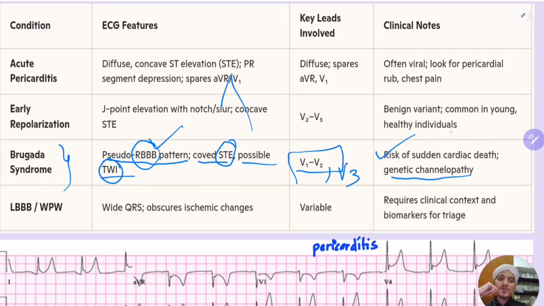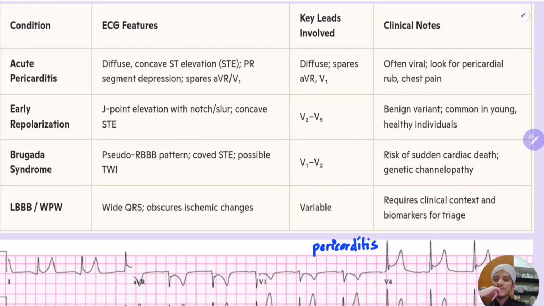And these patients are at risk of sudden cardiac death. So these are patients in whom you can insert an ICD, an implantable cardioverter defibrillator, because they are at risk of sudden cardiac death. So that is one thing. Brugada: pseudo RBBB in V1 to V3 leads, a false right bundle branch block, coved ST segment, can be T wave inversions.